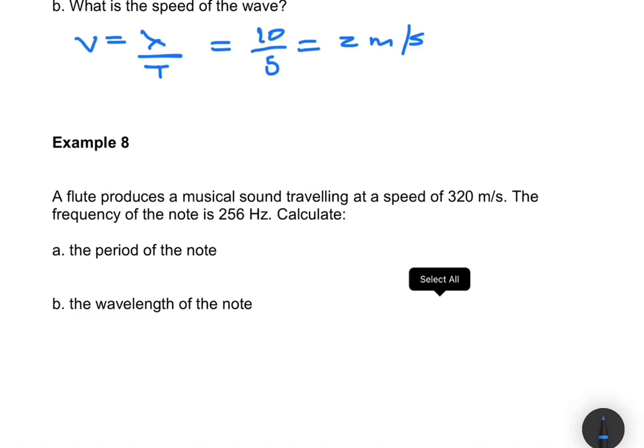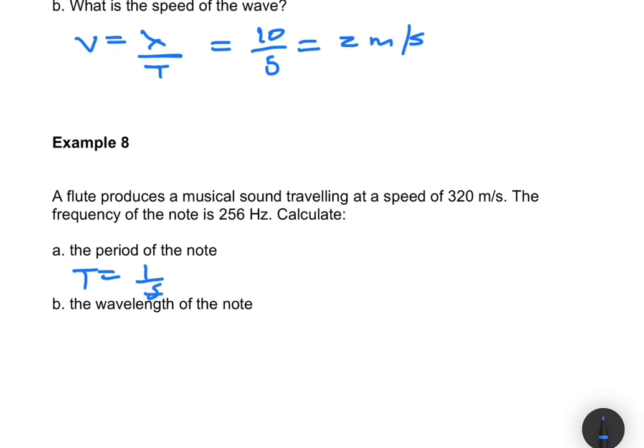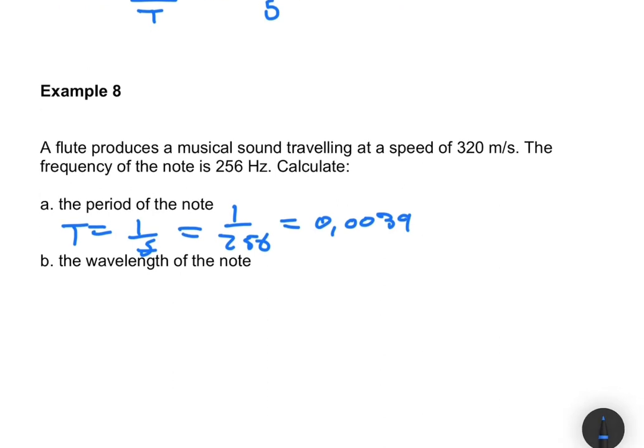Let's calculate the period of the wave. So we have the frequency, so the period should be pretty much straightforward. 1 divided by the frequency. So we're going to have 1 divided by 256 hertz. And if you put that in your calculator, you should get 0.0039 seconds.